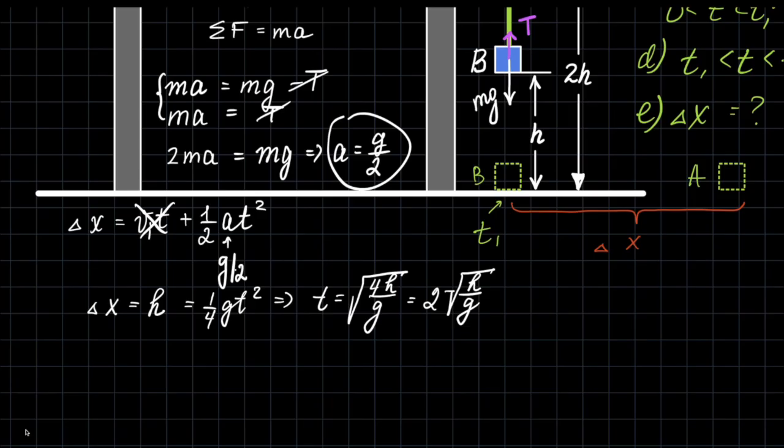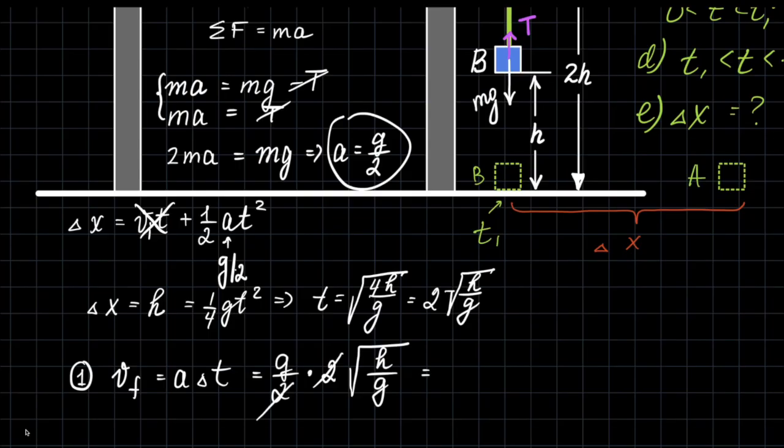Let's figure it out. We have two options. We know that v final equals acceleration times change in t. We found acceleration to be half of g. We found the time to be 2 root of h over g. 2's cancel. And if I plug g under the root, we end up with root of just gh. Is that meters per second? Yes, it is, because it's meters per second squared times meters, so it's meters squared per second squared. We get meters per second.